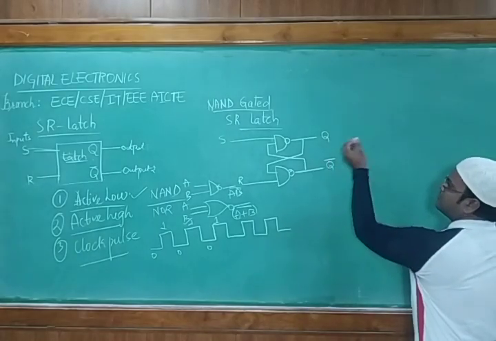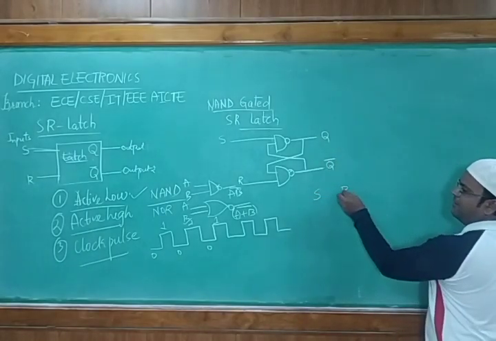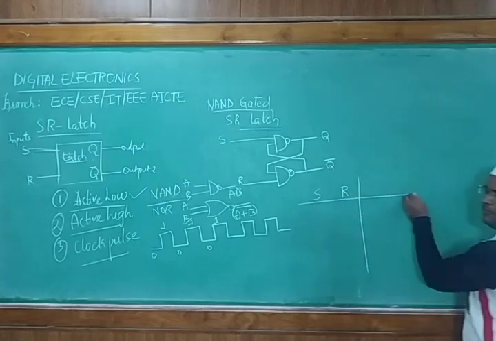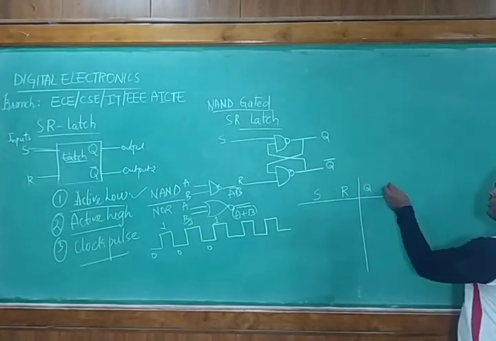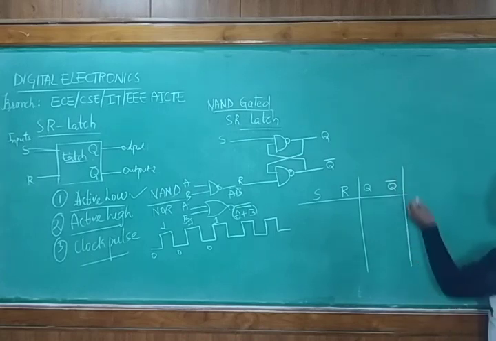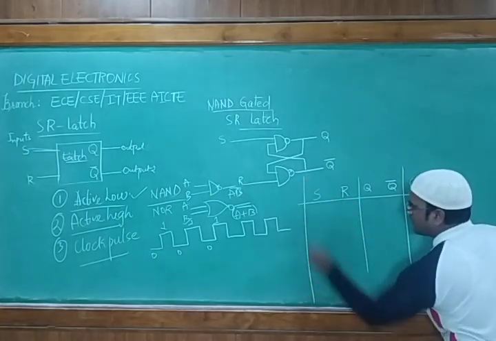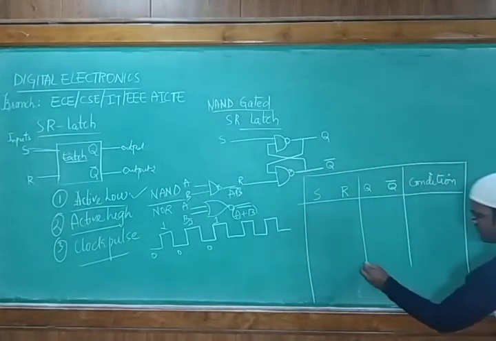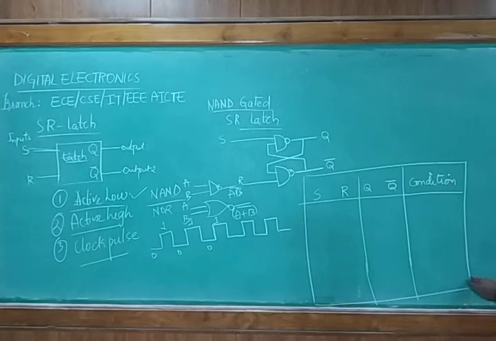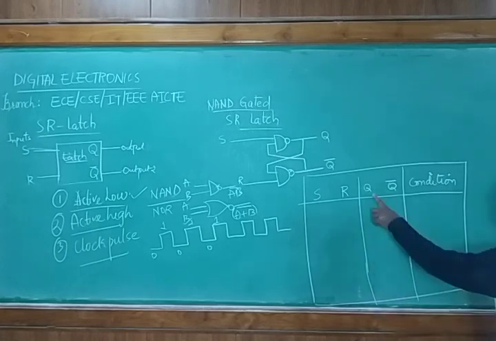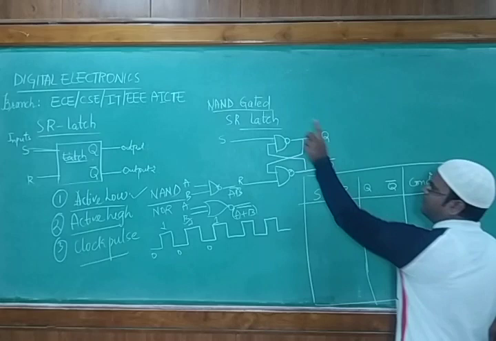I'll take the truth table of it. I'll write S and R, right? These are my two input combinations. So what are the outputs I have? Q and Q bar. Then I'll try to write its condition. So see here, we have taken S and R, then Q and Q bar, and then we just want to write the condition. What we have said is that it is an active low by using the NAND gate.